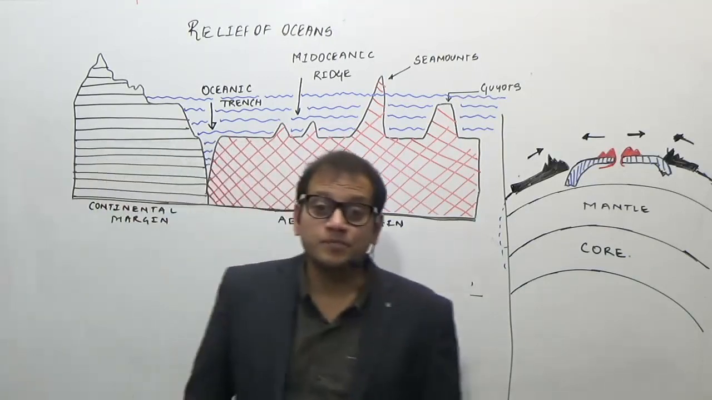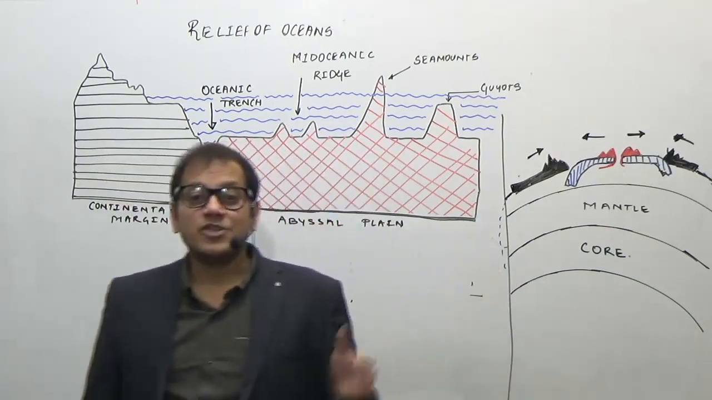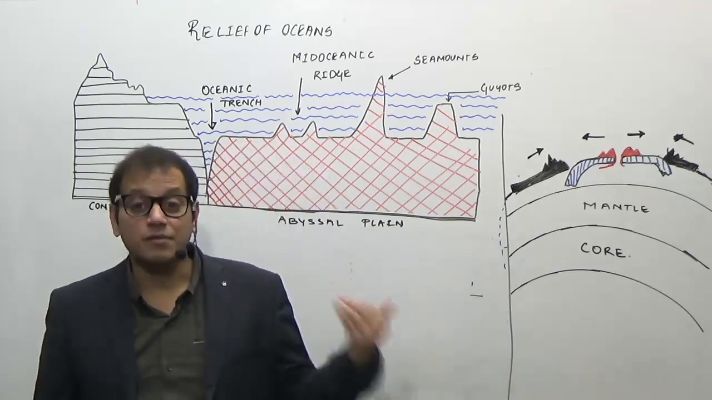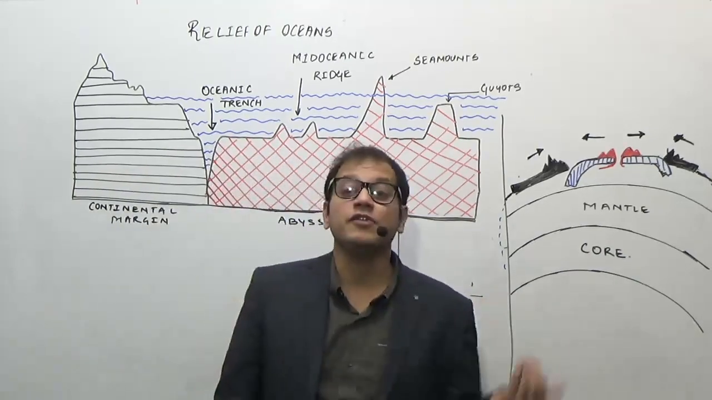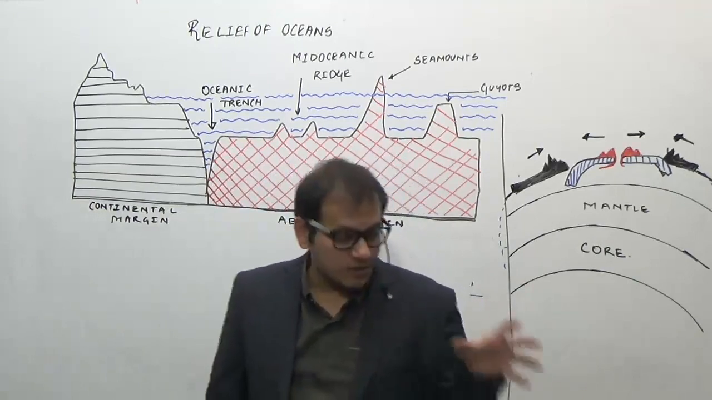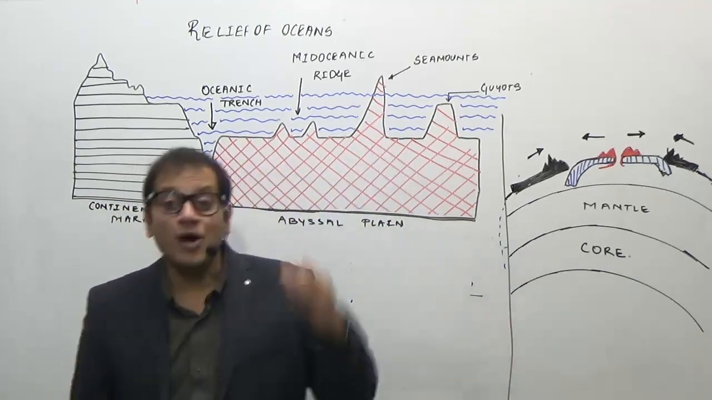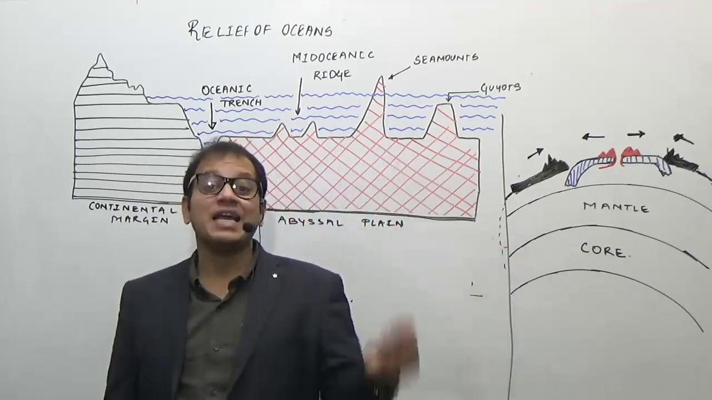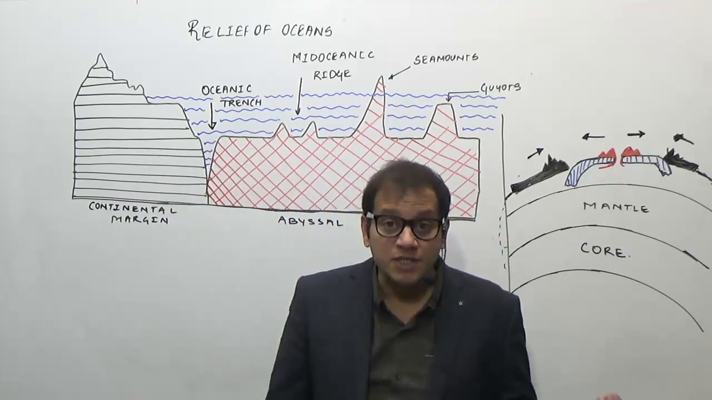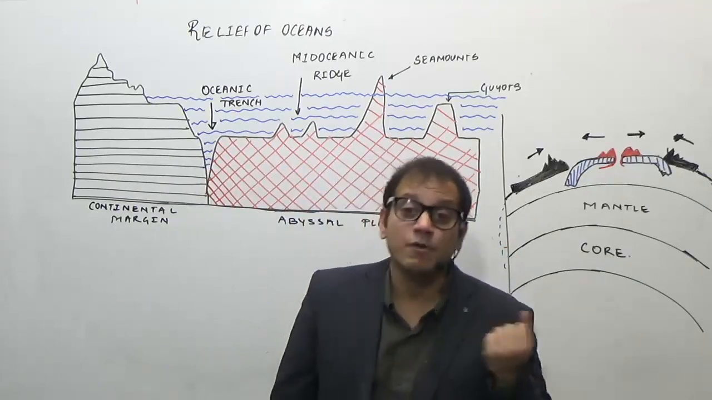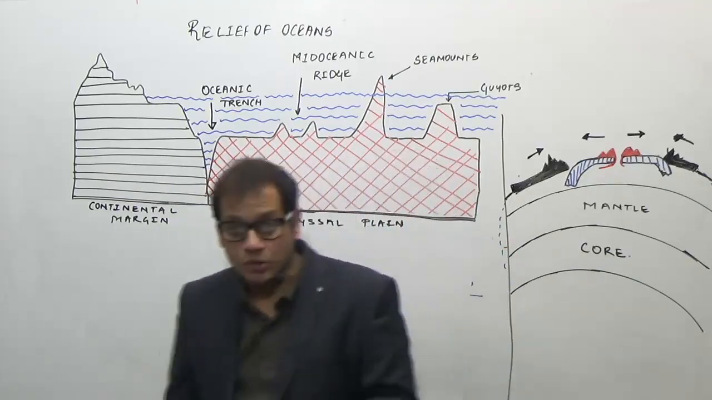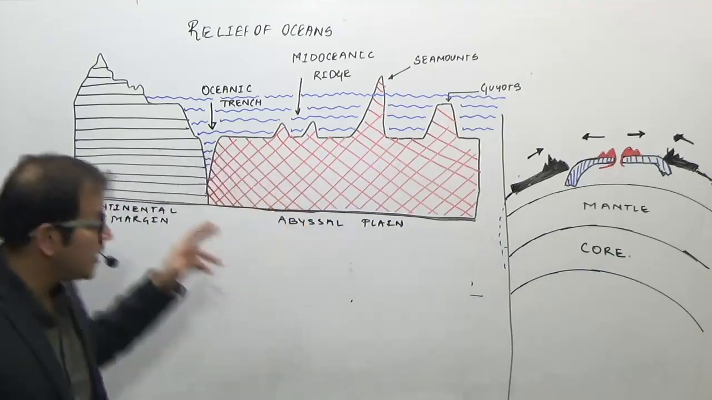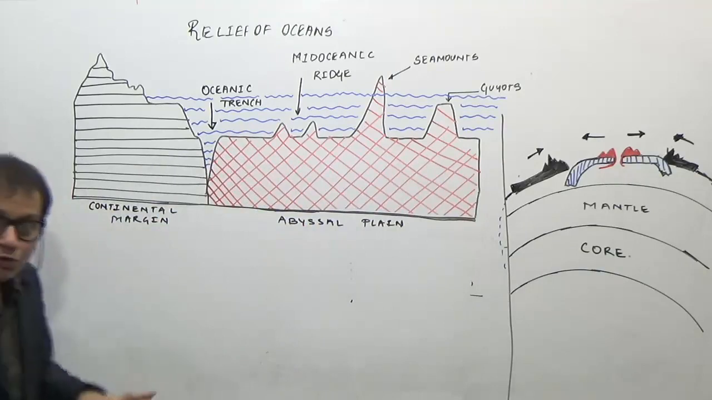Hi friends, continuing with our lecture of oceanography. In the previous lecture we started with the relief of an ocean. That is, how does the ocean look inside? What are the different types of topographic features, or the different types of landscapes which are studied in the oceans? While studying those relief features or landscapes, we said that the ocean consists of two parts.